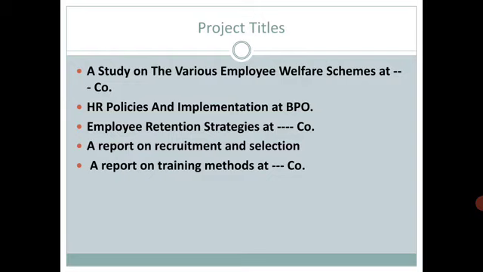Okay, then the second thing, HR policies and implementation at BPO. When we consider the point number 1, introduction to the topic, what we are required to do here? Yes, what do you mean by HR policies and implementation at BPO?